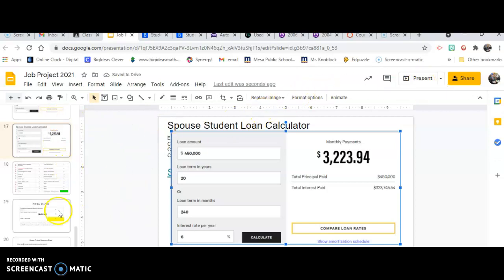Alright. The next one will be seeing if we have enough money to pay for everything. Some of you guys might have to redo some of this stuff.